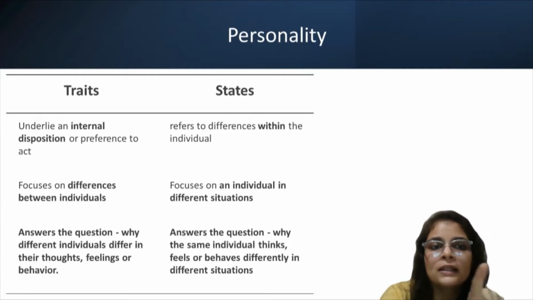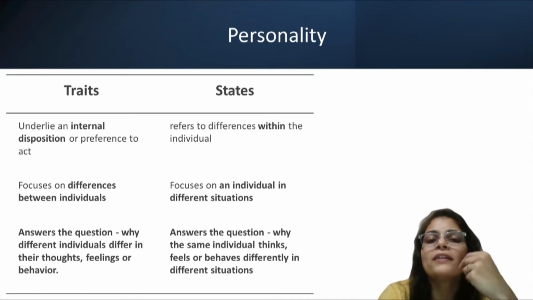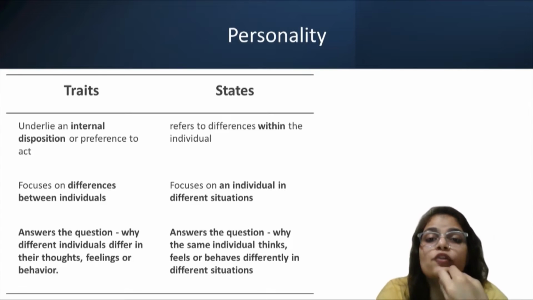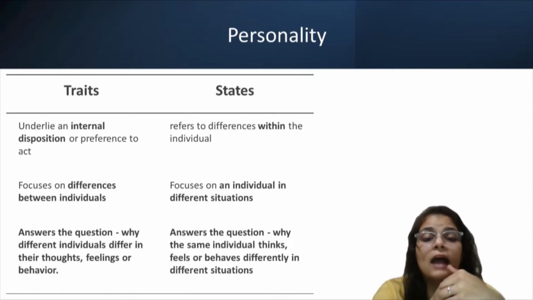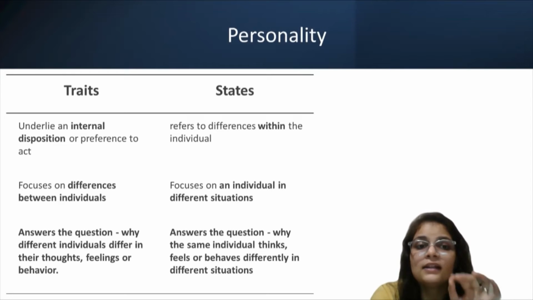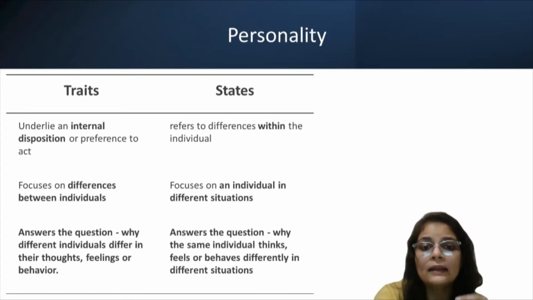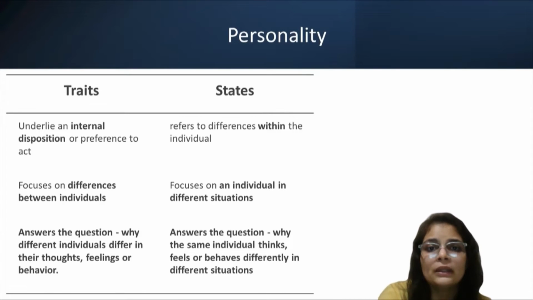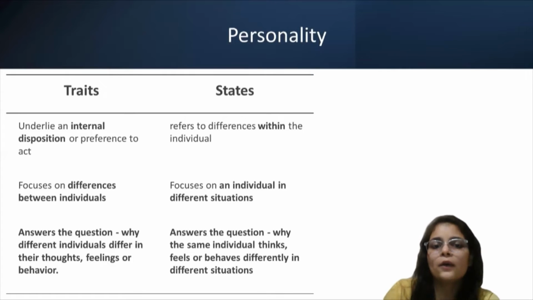Let me give you an example explaining traits and states. When one says, I am an anxious person, he is describing his trait. But if a person says, I'm feeling anxious, like just before entering the interview office, he is explaining a state. Just like I said, a state is a temporary emotion or temporary difference, so it occurs within the individual. When a person states that he is feeling anxious or she is feeling very happy, it is just a state. I hope you are clear with the difference between traits and states.